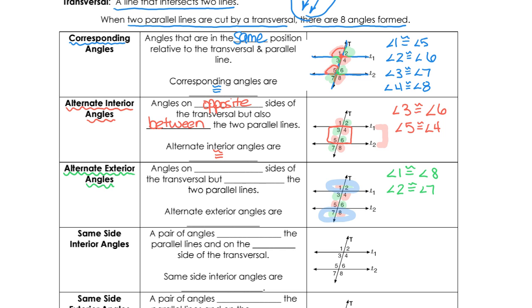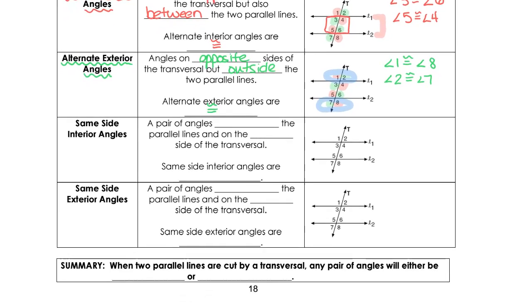Okay, so alternate exterior angles are angles on opposite sides of the transversal, but outside the two parallel lines. Okay. Alternate exterior angles are congruent. And so these are the three main ones that we focus on because they give us congruent angles.